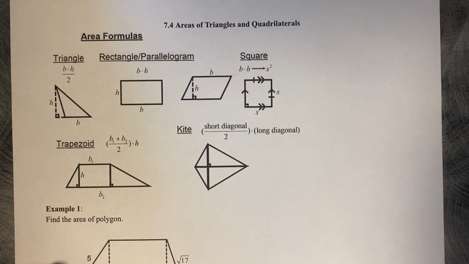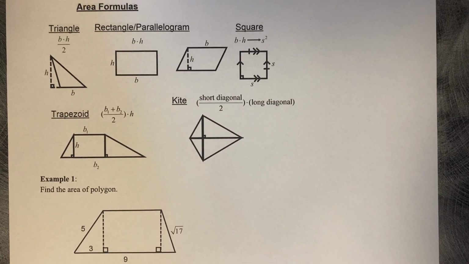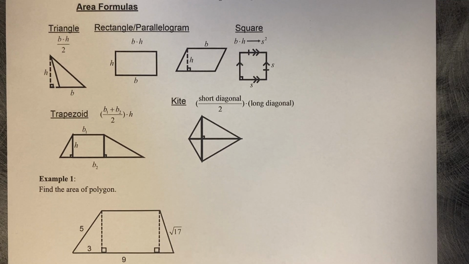The top of the notes here is just to show you what the formulas are for finding different triangle and quadrilateral areas. These are ones that you should memorize, put to memory. Some of them are potentially going to be provided to you on an SAT or ACT, but maybe not all of them. So it would be wise to memorize these formulas.